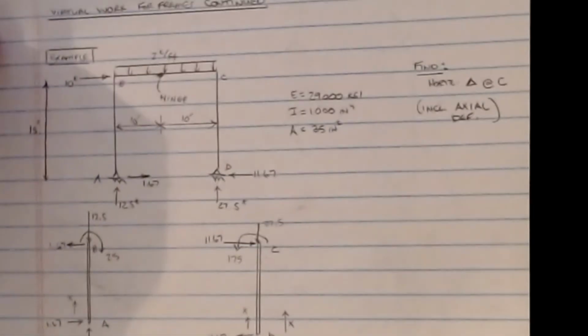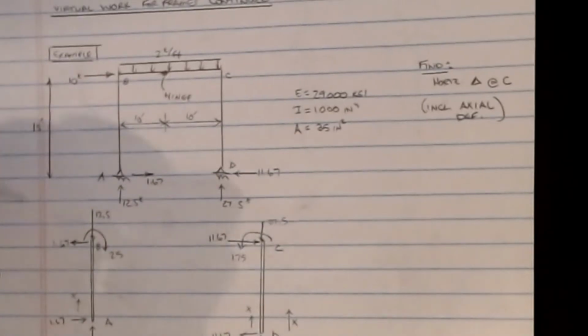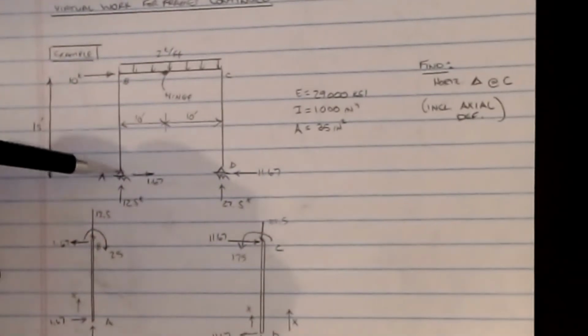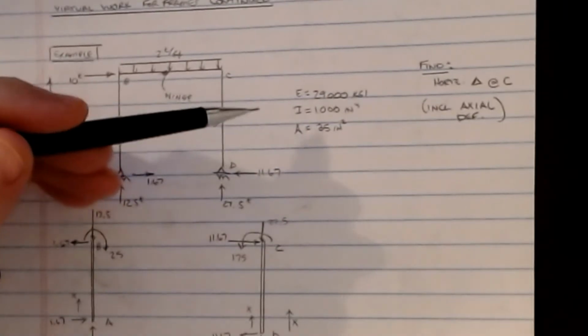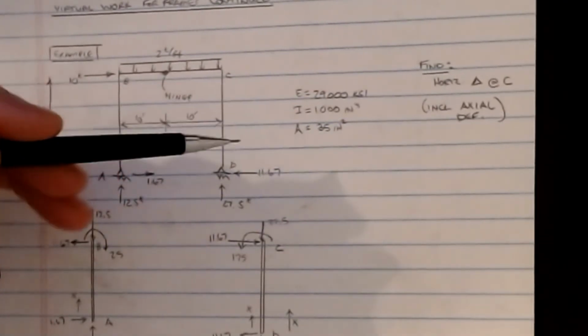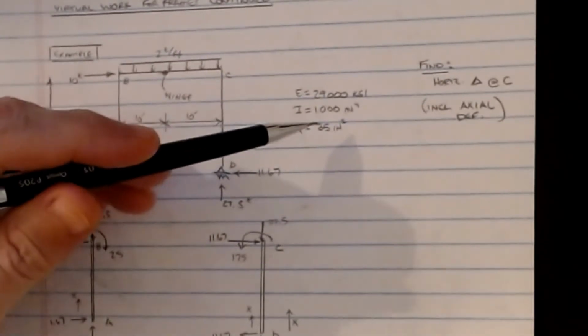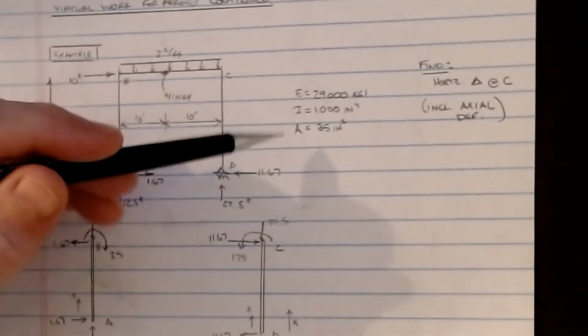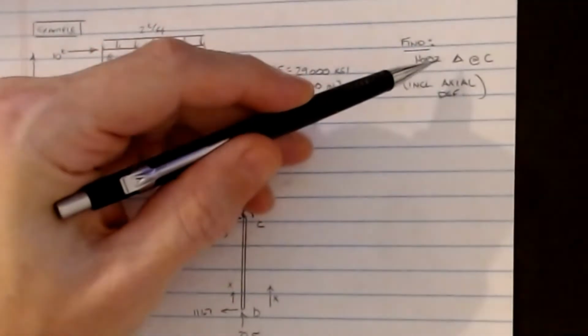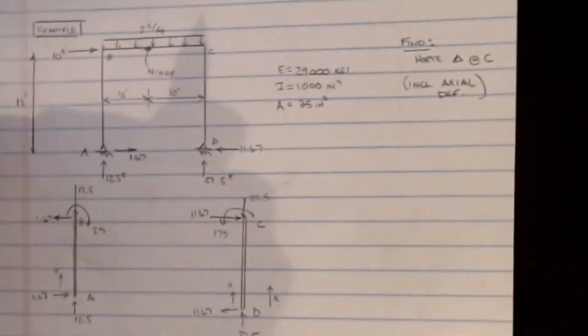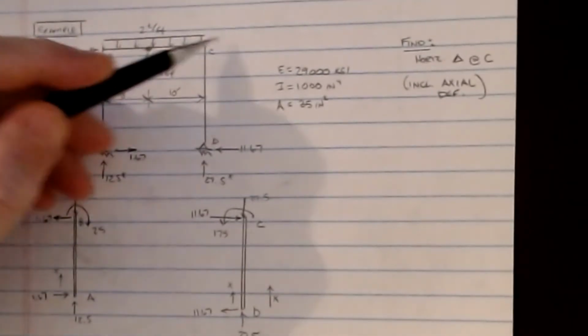Okay, so if we go through and look at it, this is done in exactly the same way as what we did before. Now you'll notice I'm going to cut this one a little bit differently, all right? The span from here to here is 20, the height is 15, E is 29,000, I is 1,000 inches to the fourth moment of inertia, and the area is 35 inches squared, okay? And what we want to do is find our horizontal deflection at point C. So what's the lateral sway on this structure?